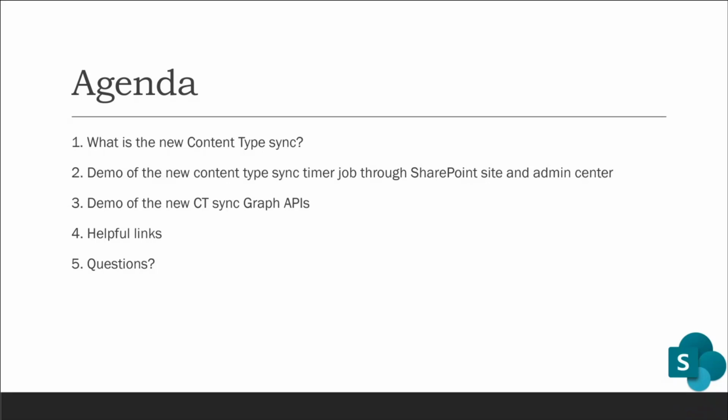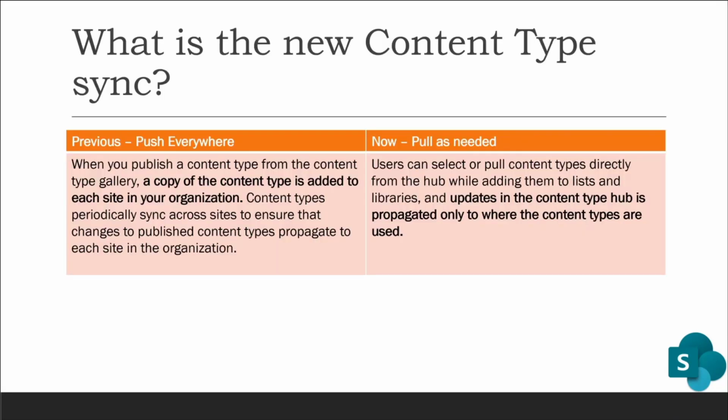And then I'll hand it over to Swapnil, who will give a brief overview around the new CT-Sync Graph APIs that we have launched. We already have content type related Graph APIs, but this is additional capability that would enable developers to basically sync content types from the hub to particular sites. Then we have some helpful links and finally feedback and any questions that you might have, and we are happy to incorporate that.